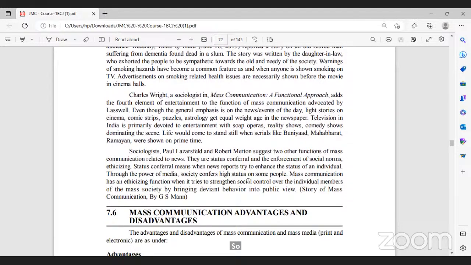So when we have communication related to the news, sociologists Paul Lazarsfeld and Robert Merton suggested two other functions of mass communication which are related to the news. They are status conferral and the enforcement of social norms. Status conferral means where reports try to enhance the status of an individual. Through the power of media, society confers high status on some people. So mass communication has an ethicizing function when it tries to strengthen social control over the individual members by bringing deviant behavior into public view. So according to Lazarsfeld and Merton, there are these other two functions, called status conferral and enforcement of social norms.